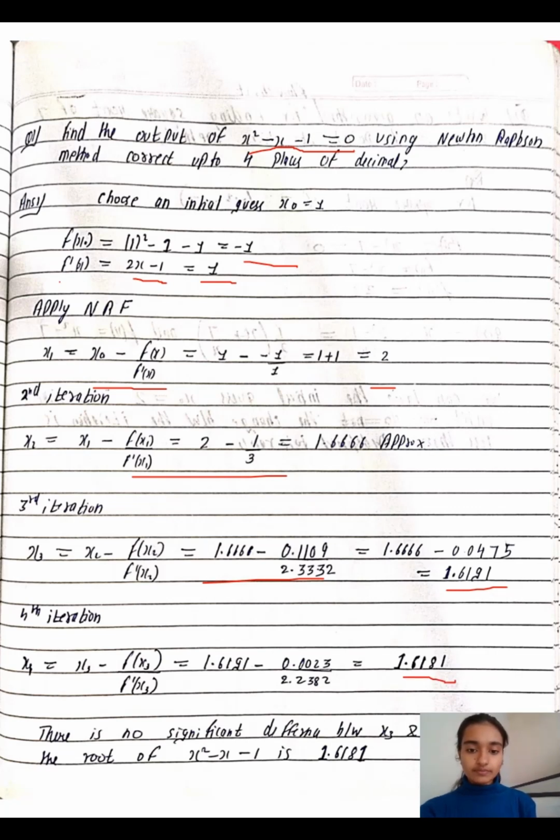Now there is no significant difference between x3 and x4. The root of x square minus x minus 1 is 1.6181, because x3 and x4 have the same value up to the fourth place of decimal. So we stop the solution and the final answer is 1.6181.